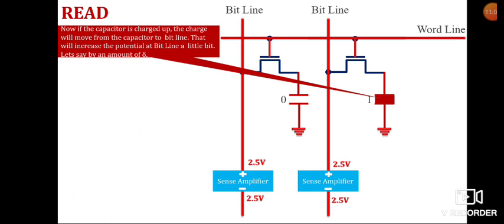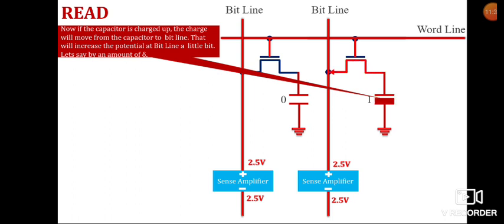Okay, let's say by an amount of delta. Are you understanding? Now the capacitor is at higher potential, and the bit line is at comparatively lower potential, and there is a connection between this capacitor and the bit line, because this transistor is on. As I have told you in the beginning, when it is on, it will simply pass whatever information we have between source and drain, or drain to source. Okay, so this will happen here also.